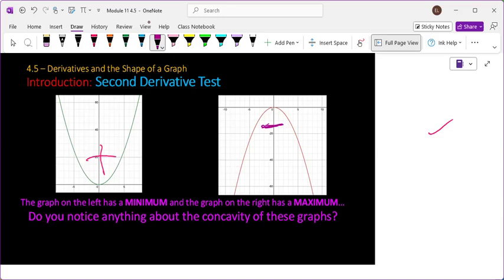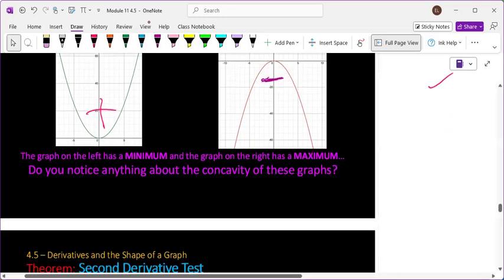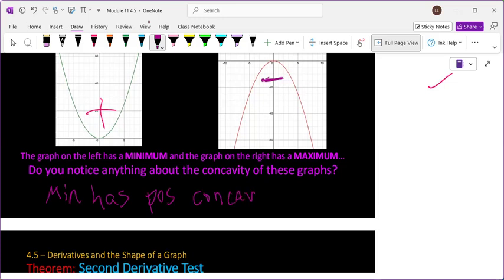So when we have our first derivative and we have our critical values, we can just take the second derivative, plug the critical values in, and see what the concavity is at those values. Sometimes that is less work than picking test values for the first derivative. Min has positive concavity and max has negative concavity.